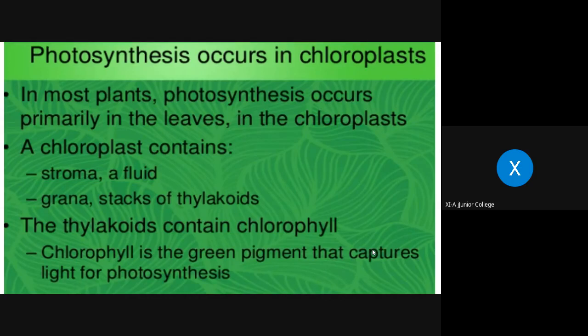So in most plants, photosynthesis primarily takes place in leaves, that is in chloroplast. And as I explained just now, the structure of chloroplast contains a fluid or semi-solid structure that is called stroma. And these grana are nothing but the stacks of thylakoids, right? So the stacks of thylakoids are grana. Thylakoids contain chlorophyll, which captures sunlight, that is trapping energy in the form of light energy, and then it converts it.